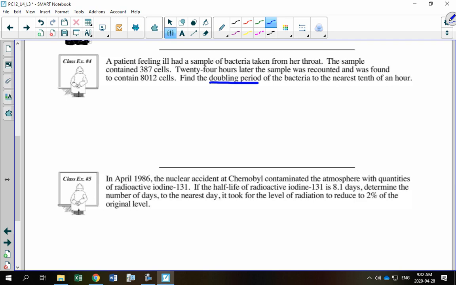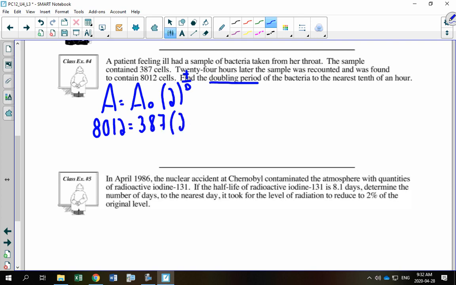Okay, so we're looking to use the formula for doubling. So from that previous page, A equals A0 times 2 to the power of T over D. So the final amount of bacteria, we want it to grow to be 8,012. We started with 387. They told us that this took 24 hours, so that's our T. And we're looking to solve for the doubling period.